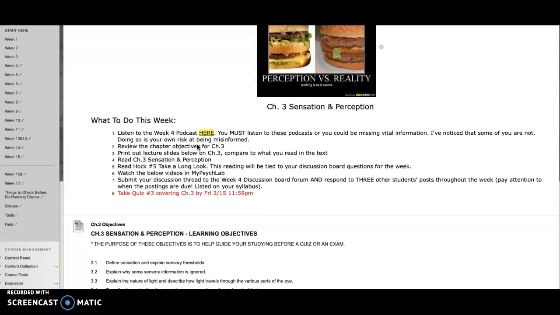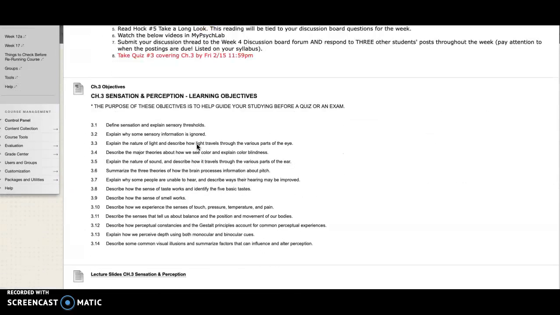So right away, we're going to jump into the objectives for the chapter. Now, we're covering sensation and perception, and that's roughly how the chapter is divided into 2 parts. The first part covering your senses, and the second part covering perception. So, of course, you're going to be introduced to information about sensory thresholds.